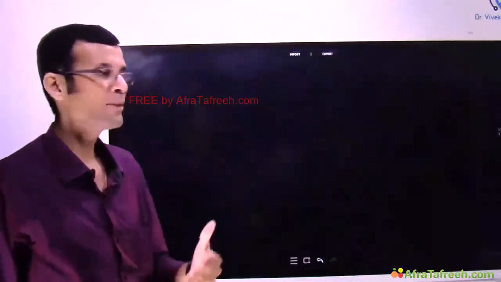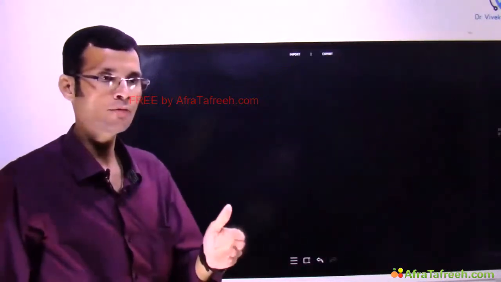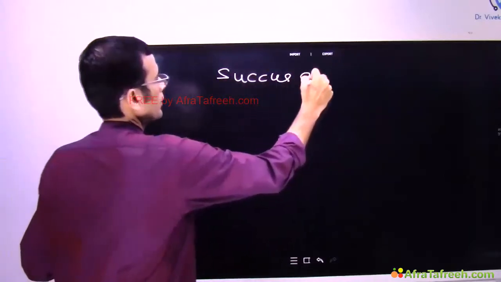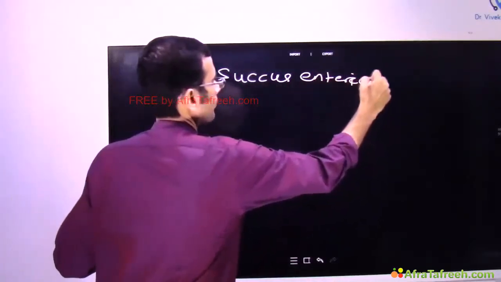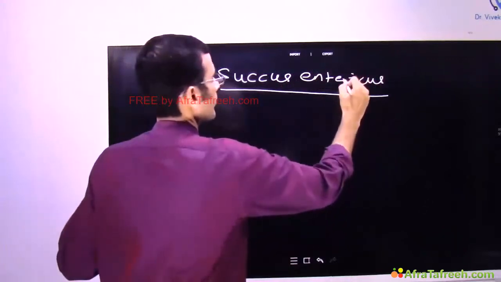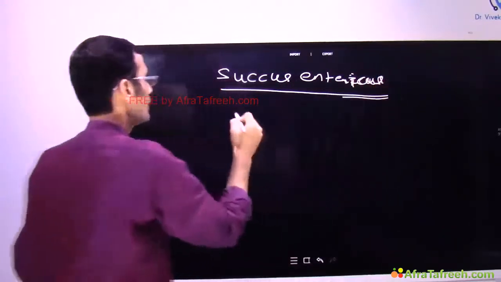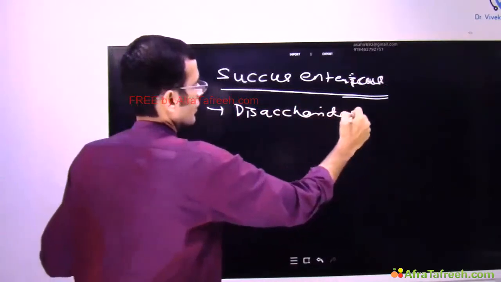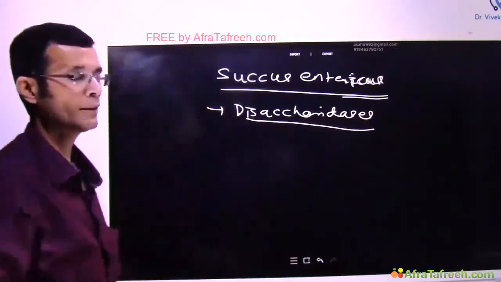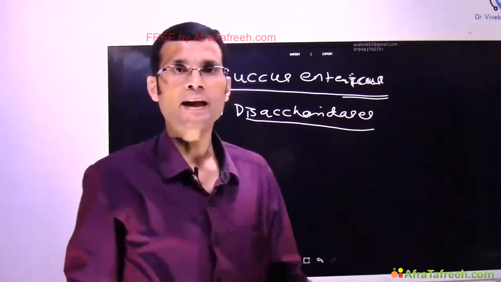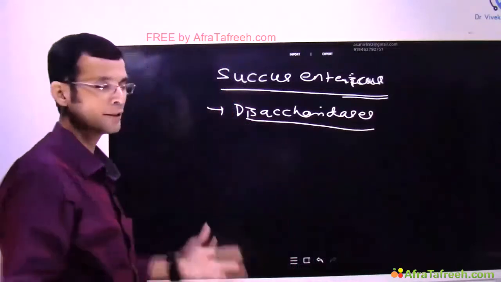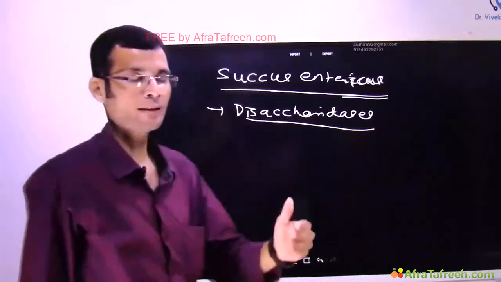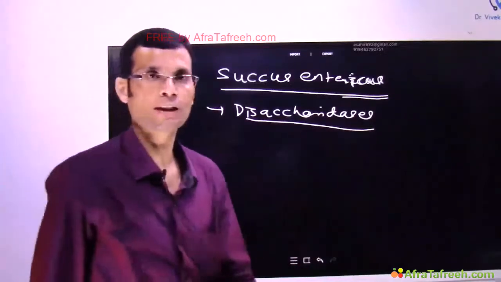And then the succus entericus, secretion of the intestine, called as succus entericus. The succus entericus has mainly disaccharidases like sucrase, maltase and lactase. So disaccharides will be broken down into the monosaccharide stage for the sake of absorption. That's succus entericus, the intestinal juice secretion.